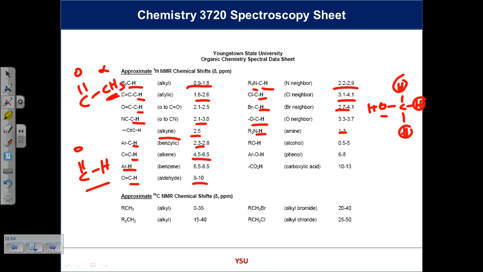Amines are a little bit different. Amines 1 to 3 is a broad range, and you'll see that OH groups typically are unreliable. We'll see why in a second, partly because they're acidic. Alcohol is a very broad range, 0.5 to 5, and that's often not a useful indicator of the fact that you have an alcohol. What's a better indicator? An IR spectrum, signal around 3300, will tell you you have an OH group, so we'll be able to put them together.